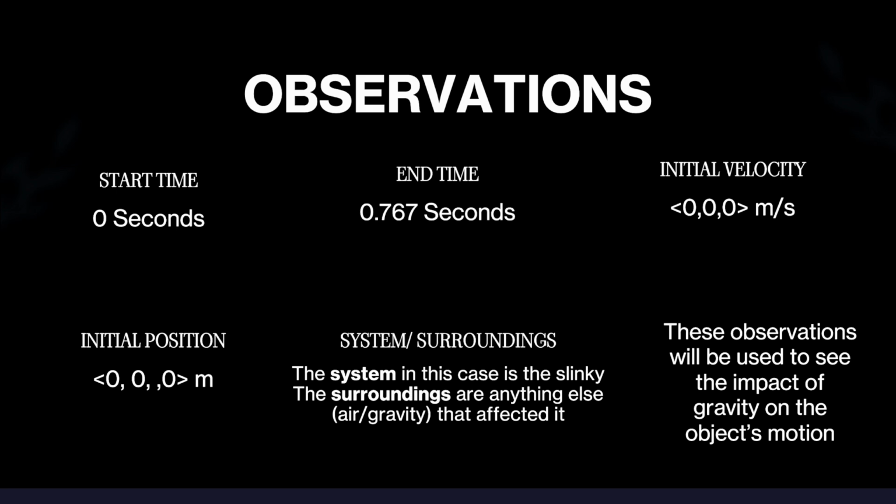System and its surroundings. The system in this case is the slinky, and the surroundings are anything else that affects it, being air or gravity. These observations will be used to see the impact of gravity on the object's motion.